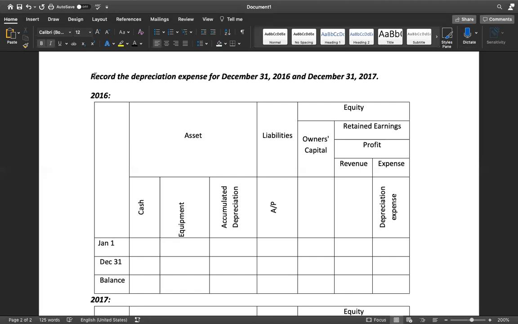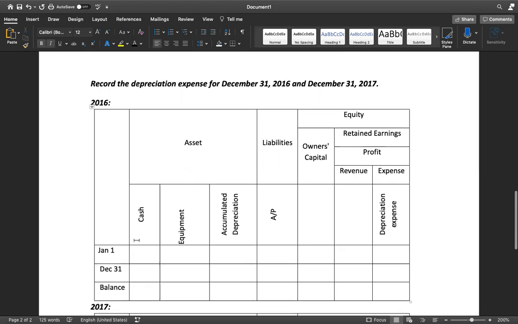So the question now asks us to record the depreciation expense for December 31st, 2016 and December 31st of 2017. So this is basically the chart for 2016. So on January 1st, we have to make an entry for buying the equipment. So if we remember, we bought the equipment for $133,500. So our equipment account will increase by $133,500. And because we probably bought this on account, our accounts payable will go up by $133,500 as well because it is a liability.